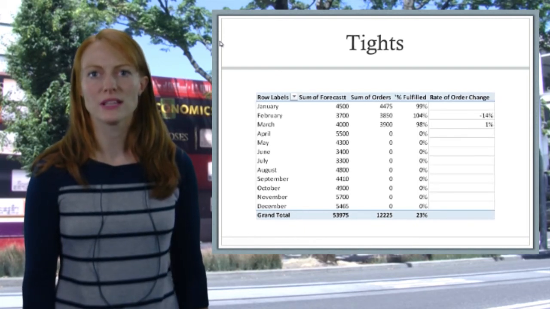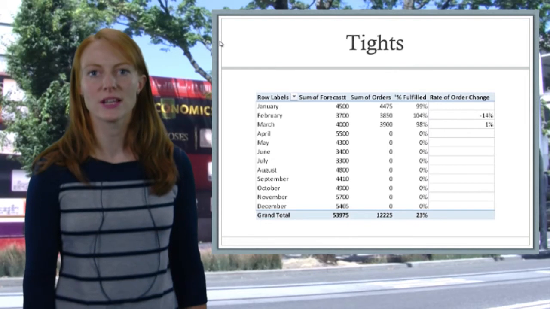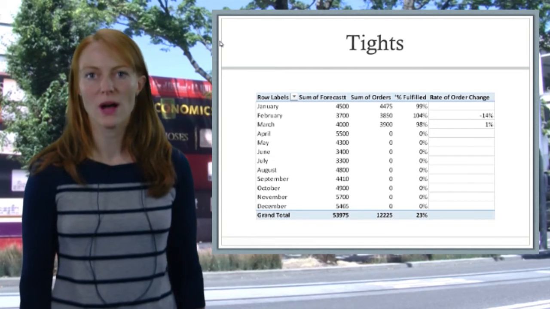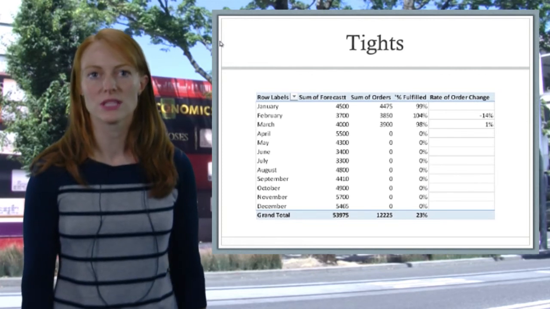We look at our rate of order change. In February, orders went down 14%. We had anticipated a dip in our initial forecasting as well. In March, they went up 1%, so it kind of varies a little bit, but still very close to how we had anticipated demand to come in.